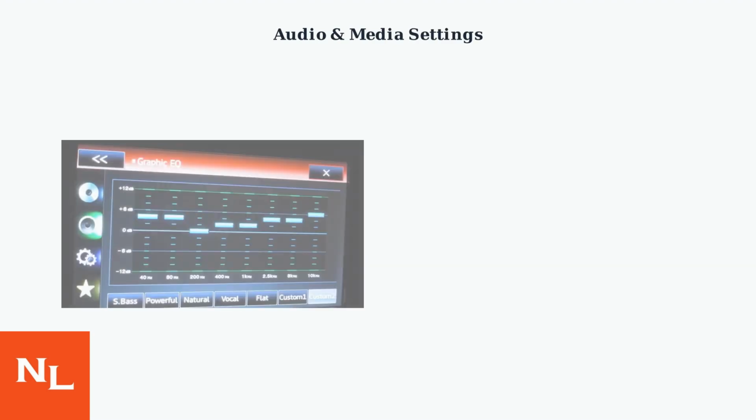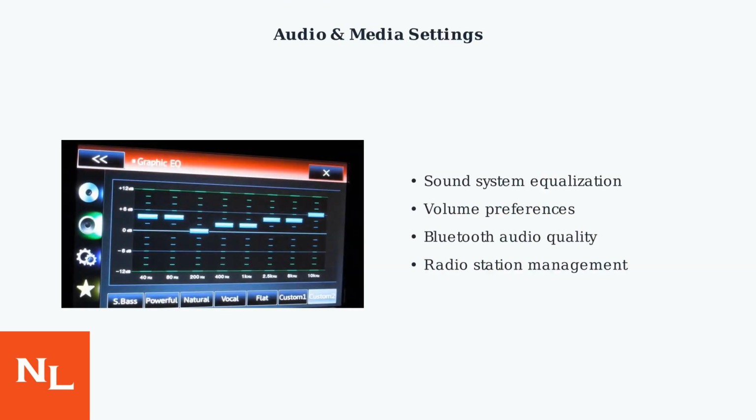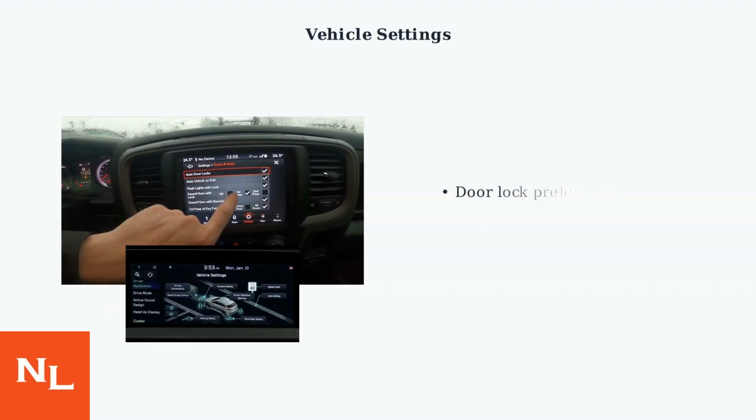Audio and media settings help you optimize your listening experience. Use the built-in equalizer to adjust sound frequencies, set volume preferences, and configure Bluetooth audio quality for the best sound from your connected devices. Vehicle settings control how your Toyota behaves.